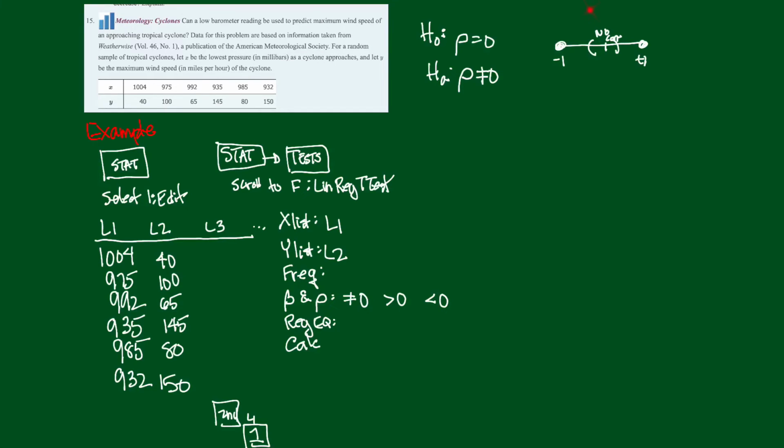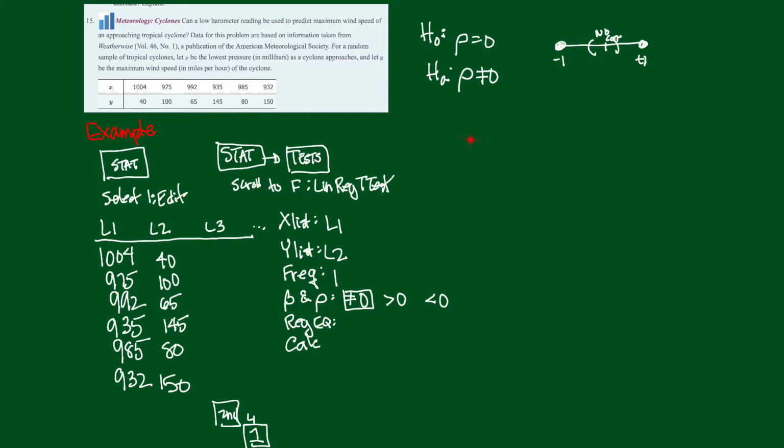So now down here on my test, I've got the X list, L1s, the Y list, L2s. The frequency, each piece of data appears only once. Now what do I want here? All right, we're not really talking about betas, we're talking about rhos. So I want rho to not equal 0. So I'm going to select this one right here. So get your cursor over onto that one. Now I'm going to skip this regression equation. It really gets built in. We don't need it. Just leave that blank and go down to calculate.